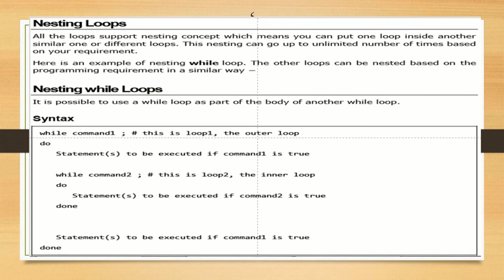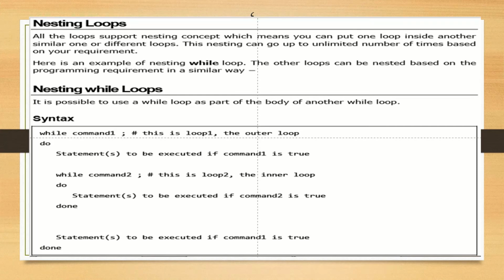The next type of looping structure is the nested loop, nothing but a loop within another loop. It is called nested loops. All the loops support the nesting concept, which means you can put one loop inside another, similar ones or different loops. This nesting can be done an unlimited number of times based on your requirements or the user's logic. Here's an example of nesting a while loop. The other loops can be nested in a similar way based on the programming requirement.